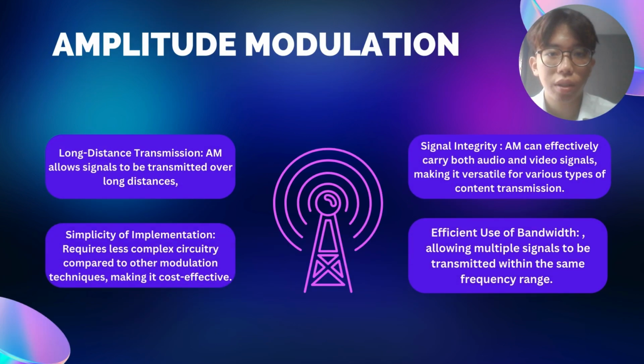So what are the purposes of amplitude modulation? Firstly is the long-distance transmission. AM allows signals to be transmitted over long distances. Secondly is the simplicity of implementation. It requires less complex circuitry compared to the other modulation techniques, making it cost-effective. Thirdly is the signal integrity. AM can effectively carry both audio and video signals, making it versatile for various types of content transmission. Lastly is the efficient use of bandwidth. It allows multiple signals to be transmitted within the same frequency range.